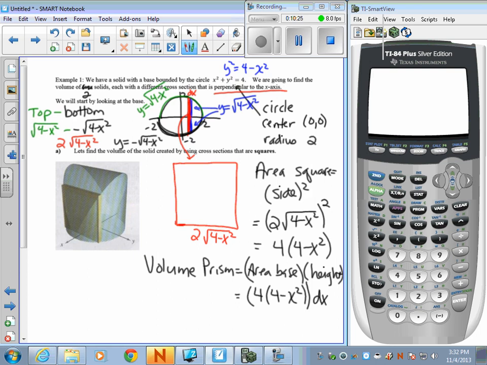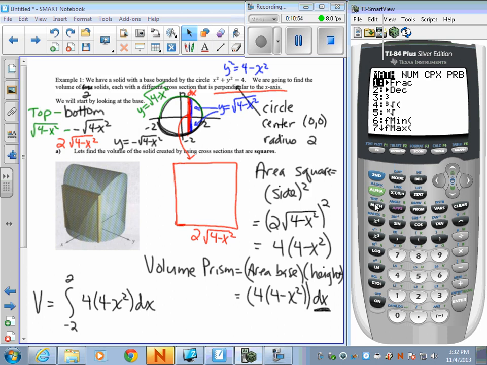So now what I need to do is find the definite integral of this. So the volume is going to be the definite integral. And what will my bounds be? Well, my bounds are going to be x's because I have a dx. And it wouldn't have mattered in this case. We're always going from -2 to 2 because I have a circle. And then I'm taking the volume and then dx.